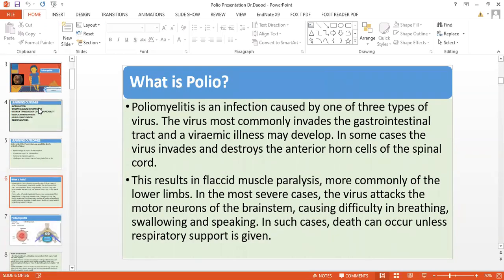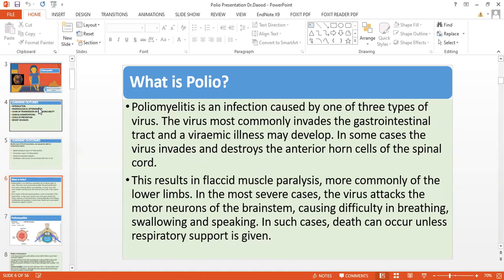So first of all, what is polio? Poliomyelitis is an infection of three types of viruses. The virus most commonly invades the gastrointestinal tract, and a viremic illness may develop. In some cases, the virus invades and destroys the anterior horn cells of the spinal cord, and this invasion results in flaccid muscle paralysis, more commonly in the lower limbs. In the most severe cases, the virus attacks the motor neurons of the brain stem, causing difficulty in breathing, swallowing and speaking. In such cases, death can occur unless respiratory support is given.